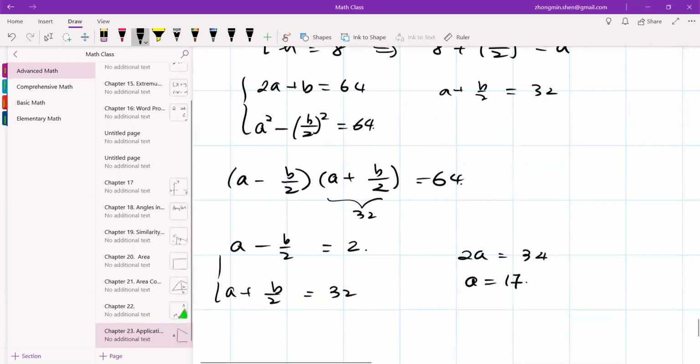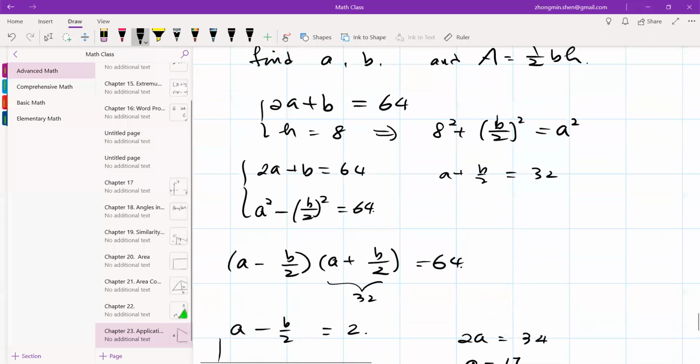Half of b is going to be 19. No, sorry, 15. So half of b equals a minus 2, so 15. So b is 30. Okay, so you find the b and the a.